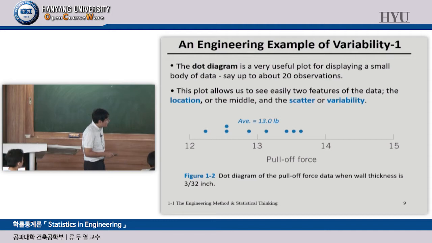And if we assume that the pull-off force should be higher than 13.5 pounds to resist the pull-off failure, we can easily determine from this dot diagram whether these data are enough to resist the pull-off force or not. So this is a very effective method to evaluate the data when there are fewer than 20 observations.